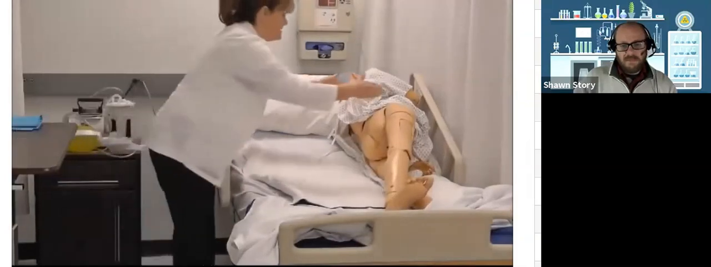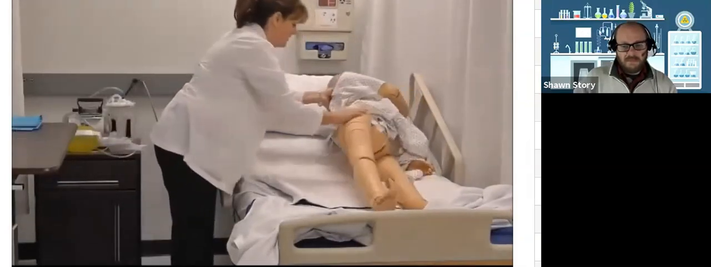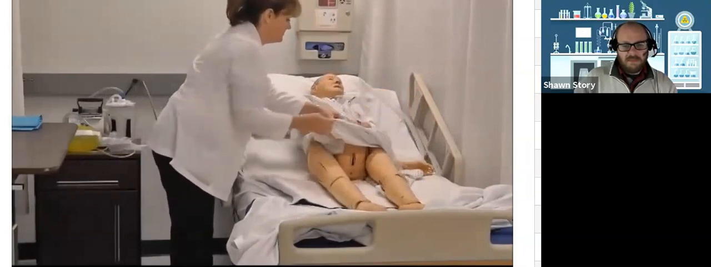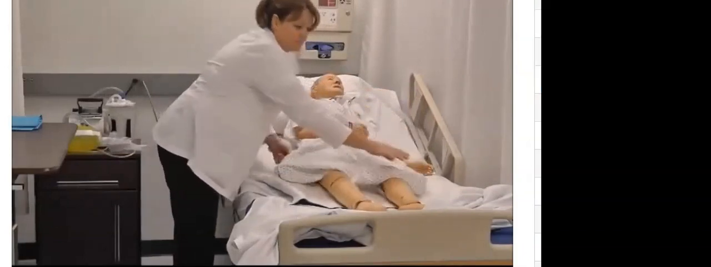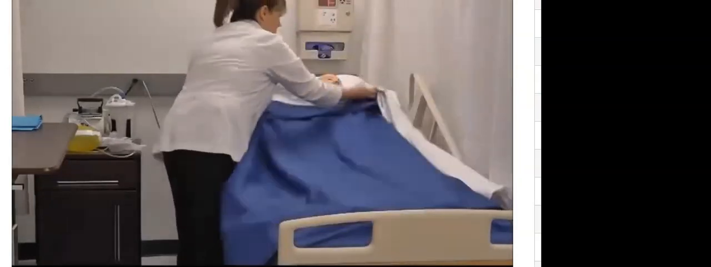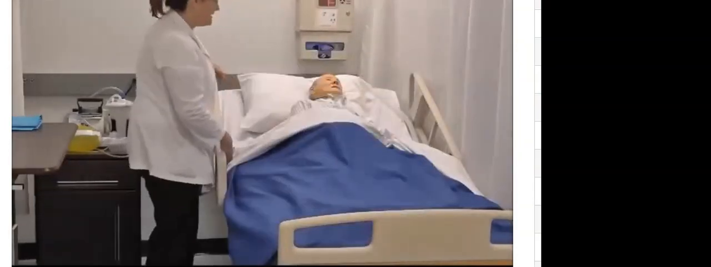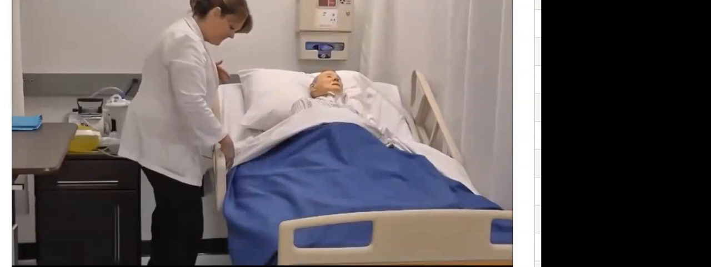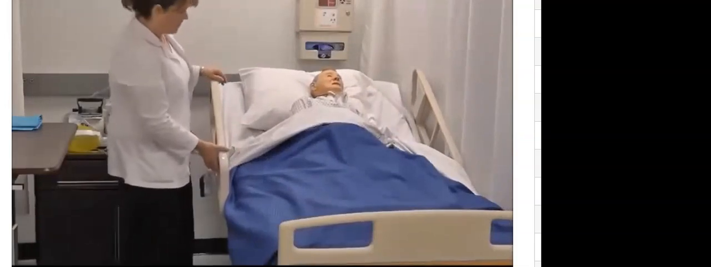Dispose of those. And assist my patient back to a comfortable position. Cover him back up. Put his head at a comfortable position for him. And then lower the bed all the way down to the floor.